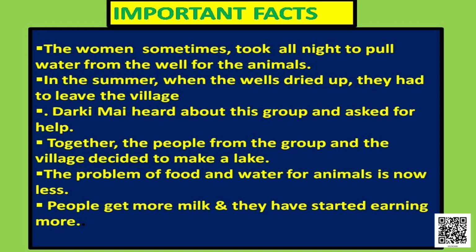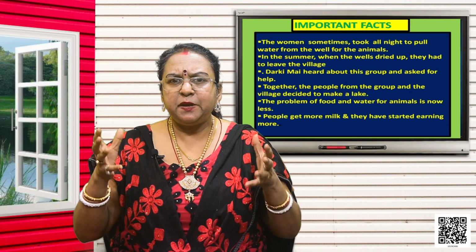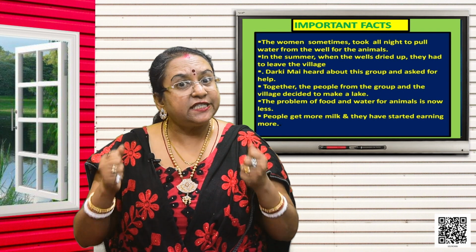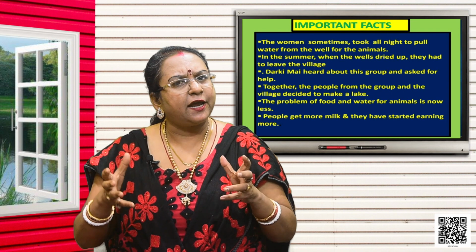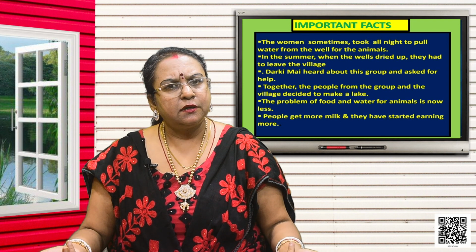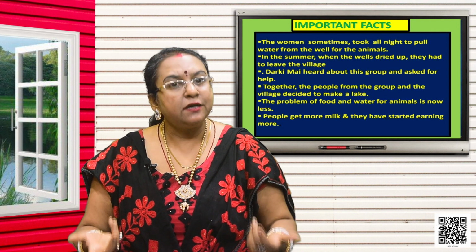Darki Mai heard about this group, Tarun Bharat Sangh, and asked for help. Then together the people from the group and the village decided to make a lake. The problem of food and water for animals is now less. People get more milk and they have started earning more. So together, what happened? Here only some people became concerned and sensitive about it, and when together they made an effort, definitely the problem was solved. This way our problem also can be solved.